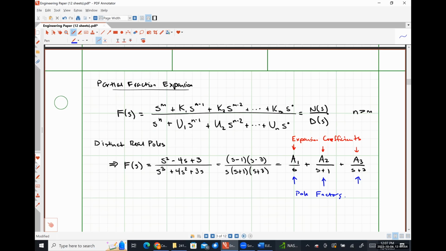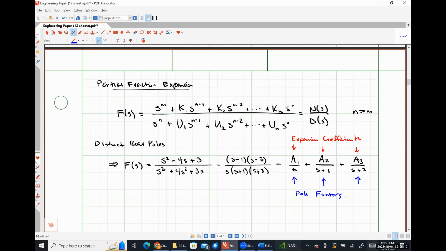This is the easiest case for partial fraction expansion. Then once we figure out how this works, next class meeting, we'll talk about repeated real poles, and then complex conjugate poles, and then repeated complex conjugate poles, and then we've covered every possible combination that we can have.